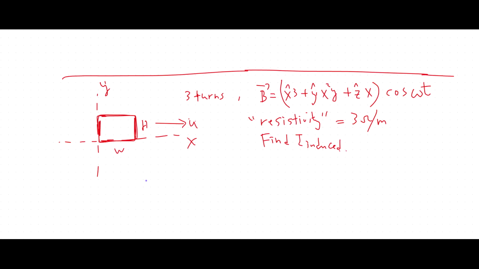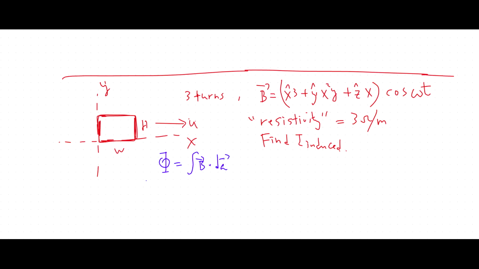Faraday's law says the induced EMF, the voltage, is equal to minus dΦ/dt, and the flux is B dot dA, right? So that's the same procedure, the same steps we're going to do. We're going to find the flux first. It's always defined as B dot dA, right? B is the magnetic field in the space, which is given.